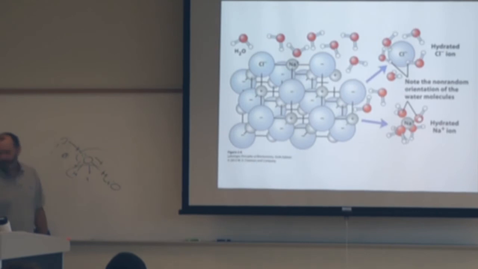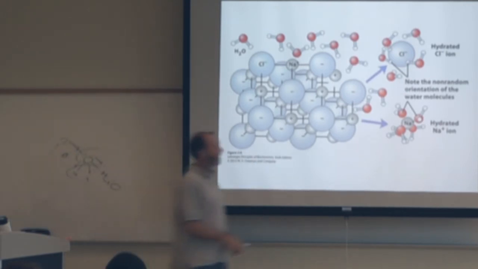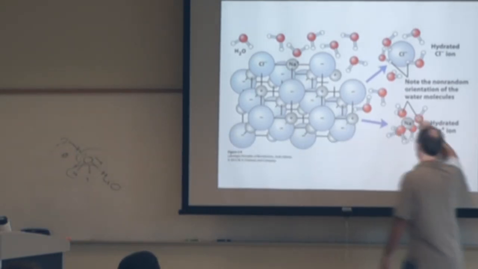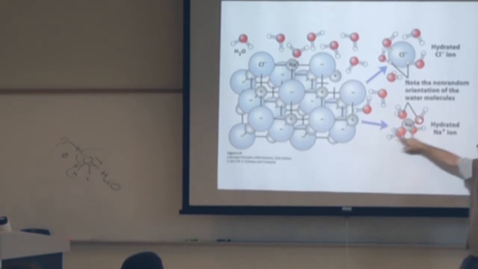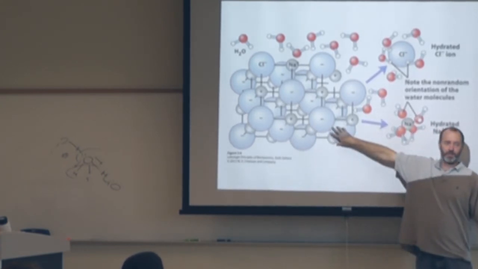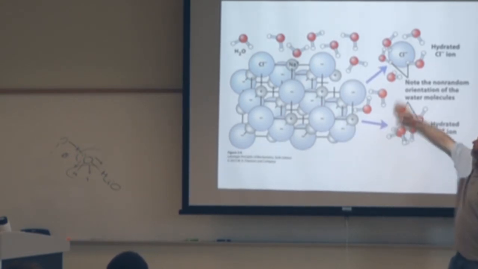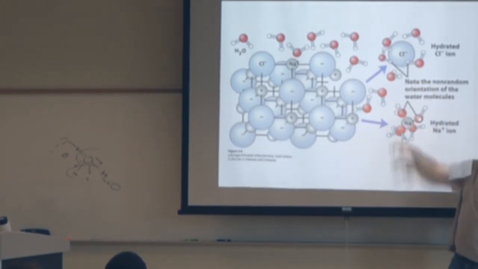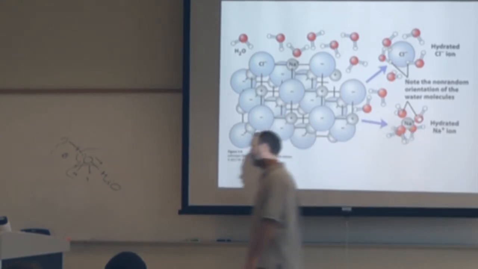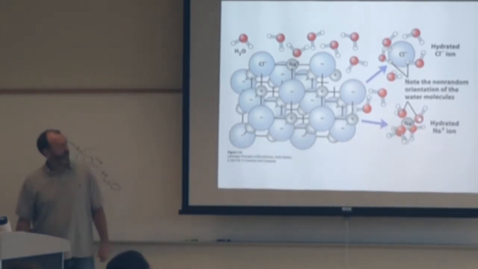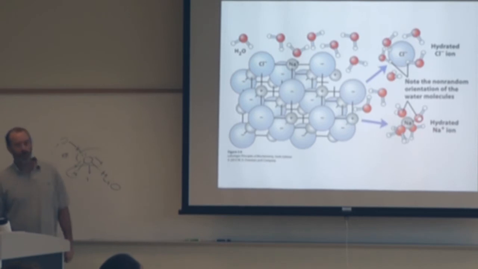This shows you where you get hydrated ions. Here these water molecules are going to be more ordered around the ions, but the crystals obviously are less ordered when you have the ions dissolved in the solution. So you get an increase in entropy of the salt and a decrease in entropy of the water itself.